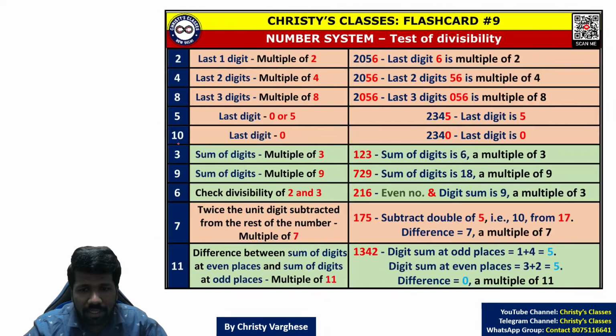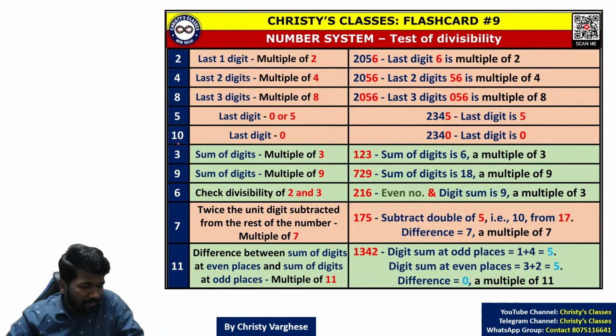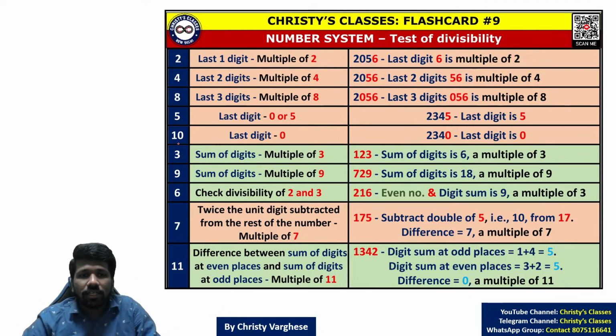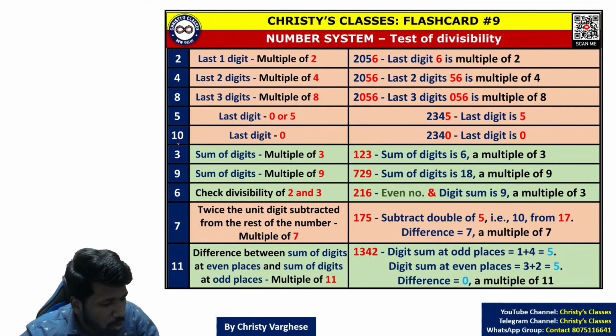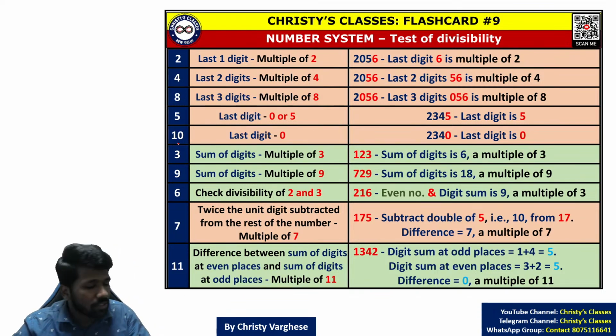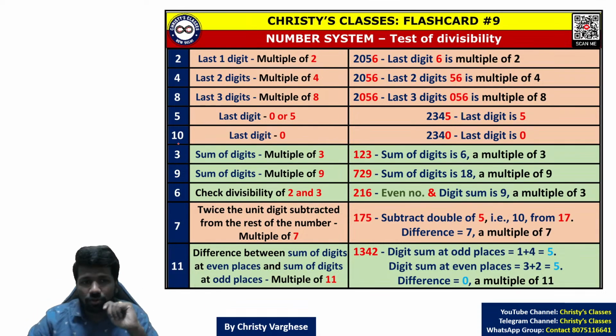Division algorithm. Now the most important concept is test of divisibility. Very important concept. Test of divisibility means how to identify whether a number is divisible by 2 or 3 or 4 or 5 or 6 or 7 or 8 or 9 or 10 or 11. At least till 11 you should know.